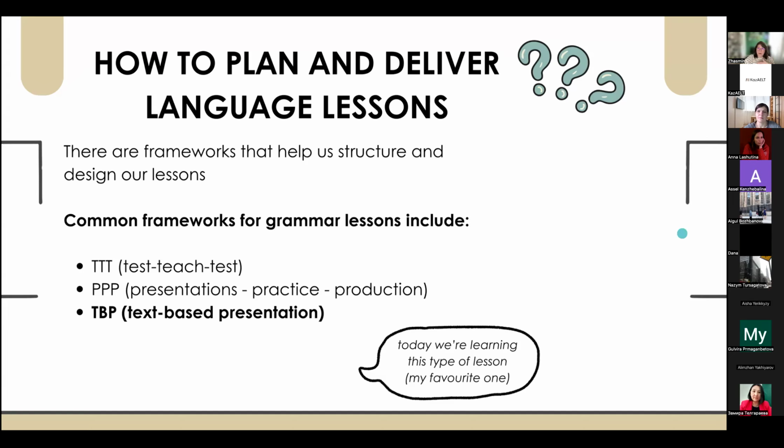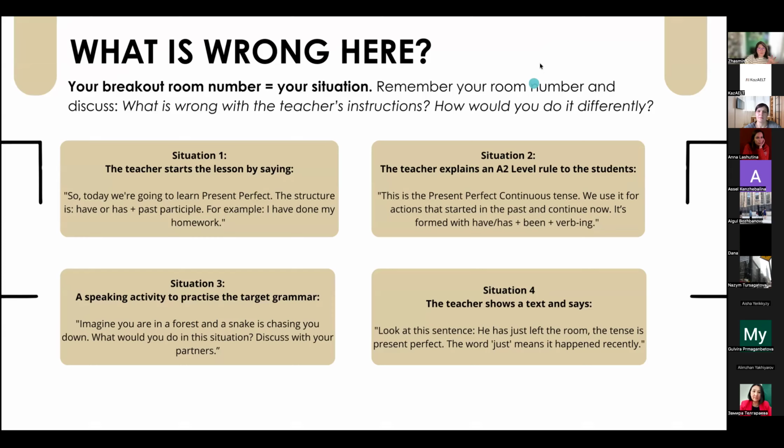So today we're going to be learning how to do that easily. Since a lot of you won't be able to participate in the breakout room sessions, let's do it a bit differently. I will give you 3, 4 minutes to read the situations and think about what is wrong with the teacher's instructions. You can write in the chat, or use your microphone to explain, for example: situation one, this is wrong, and how would you do it differently? You can text it in the chat if you want.